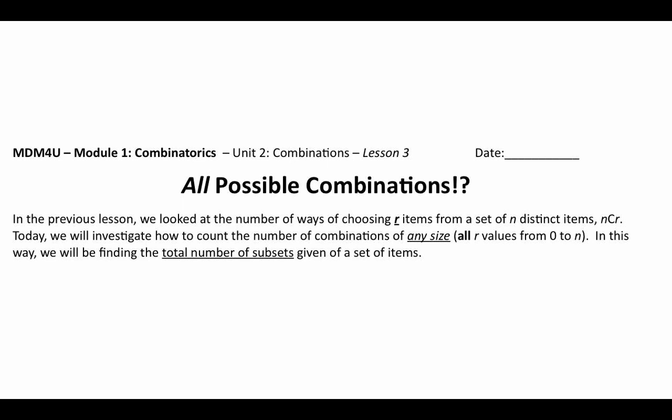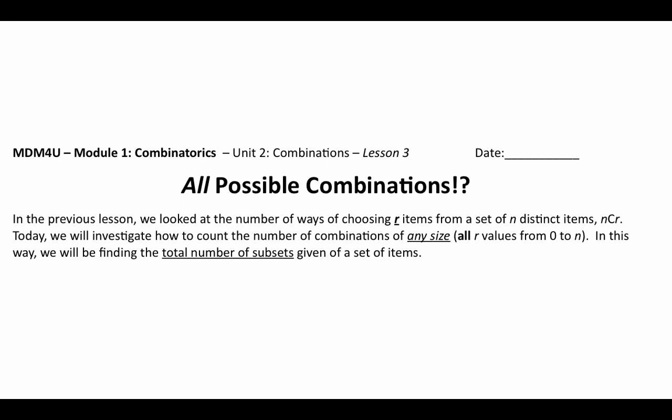So today we're going to look at questions where we want to count the number of combinations of any size. So all R values, anywhere from 0 to N. So how many ways could I choose 4 items? And how many ways could I choose 3 items? And how many ways could I choose 2 items, 1 item, or 0 items? How many ways could I choose all of the combinations if I don't have to just choose R, if I can choose any number that I want? In this way, we're going to be finding the total number of subsets of a given set of items. All the subsets of a given set of items.